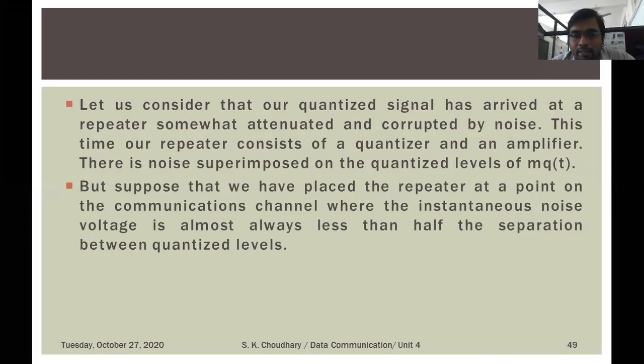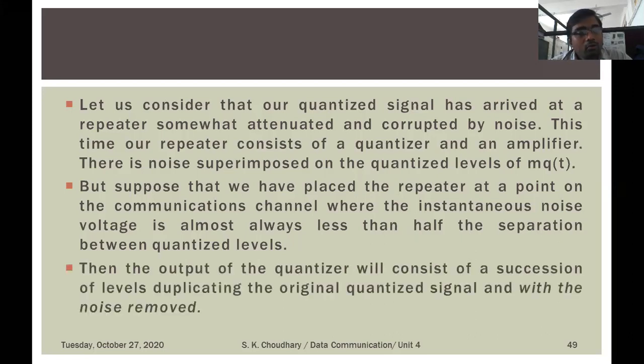So we have seen that the noise has been superimposed on the quantization levels. Now, suppose we place a repeater at a point on the communication channel where the instantaneous noise voltage is less than or equal to half the separation between the quantization levels, meaning the step size S. Then the output of the quantizer would consist of the succession of levels, duplicating the original quantized signal, and we can easily remove the noise also.